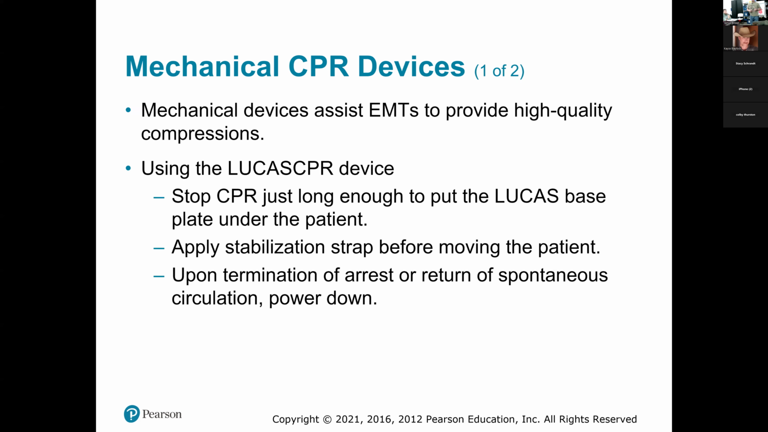Then whether you call it or you get spontaneous circulation back, you're going to then turn off the device. Okay, you don't want it to keep pressing on someone's chest who's already circulating at a good rate. Okay. So usually we have the IV done before we do the straps.